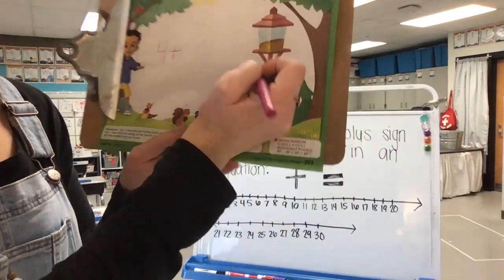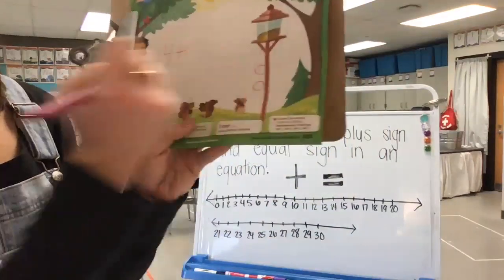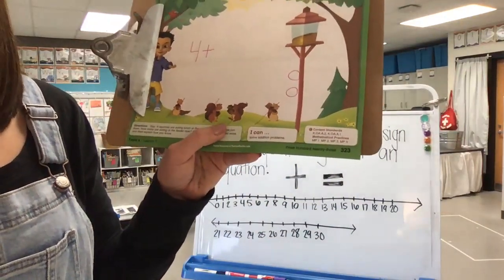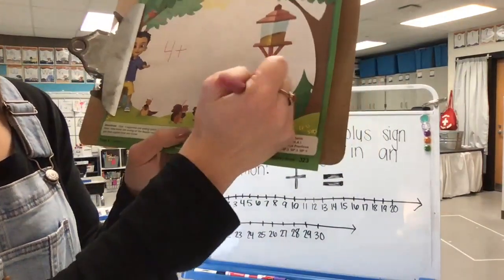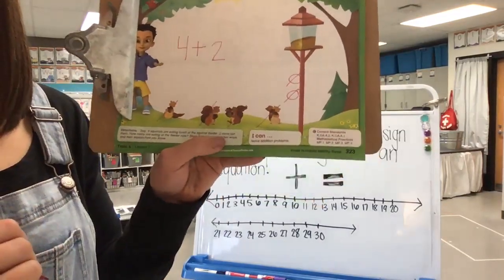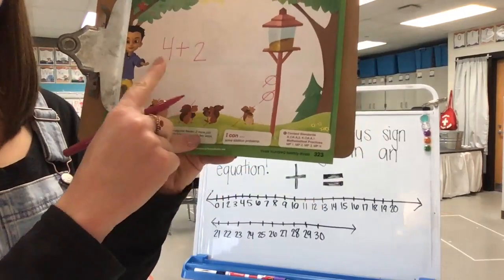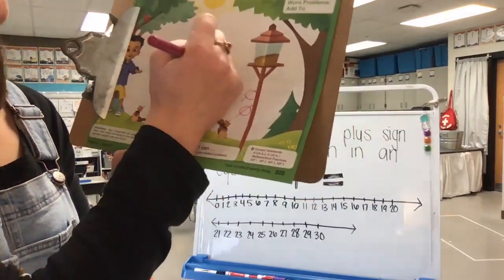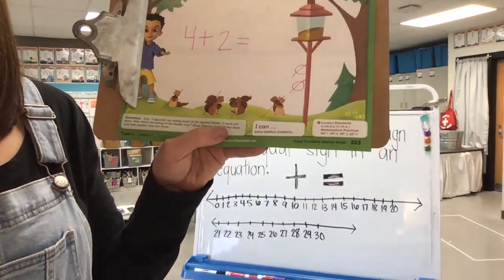And since it says 2 more, let's draw 2 circles to represent the squirrels up there on the feeder. Let's mark them out. 1, 2, and write a 2 on the other side of the plus sign. So now I have my sentence set up. 4 add 2. Now I need my equal sign. Now let's see how many we have all together.